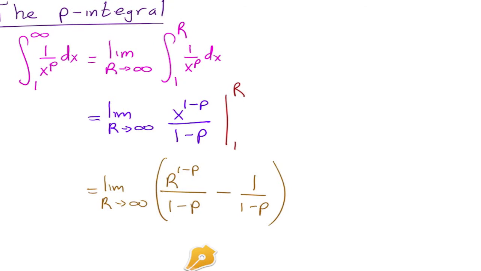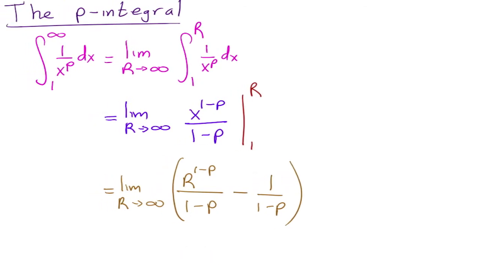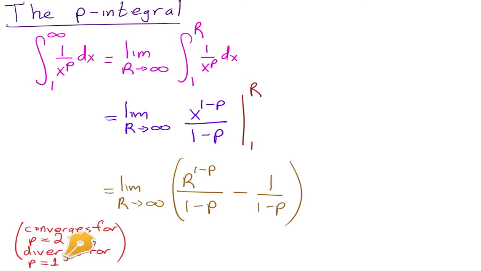So, as a side note, we already know that it converges for p equal to 2, which we just did as an example. And we know already that it diverges for p equal to 1. Okay, so then what you're looking at is this number r that's going to infinity. So we know it diverges for p equals 1. So what's going on with this number?